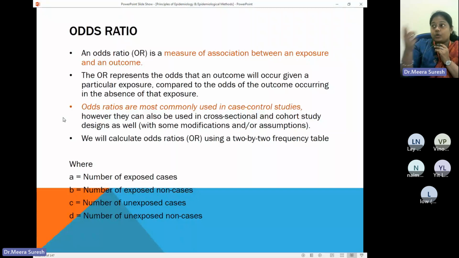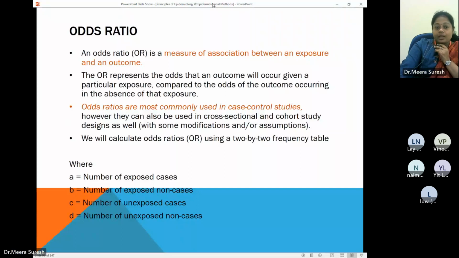And now when we go to cohort study, you'll see that some other values can be calculated. So you need to keep in memory in which study what you will get as an end result. In case control, it is the odds ratio, and in cross-sectional study, it is the prevalence that we get to know.